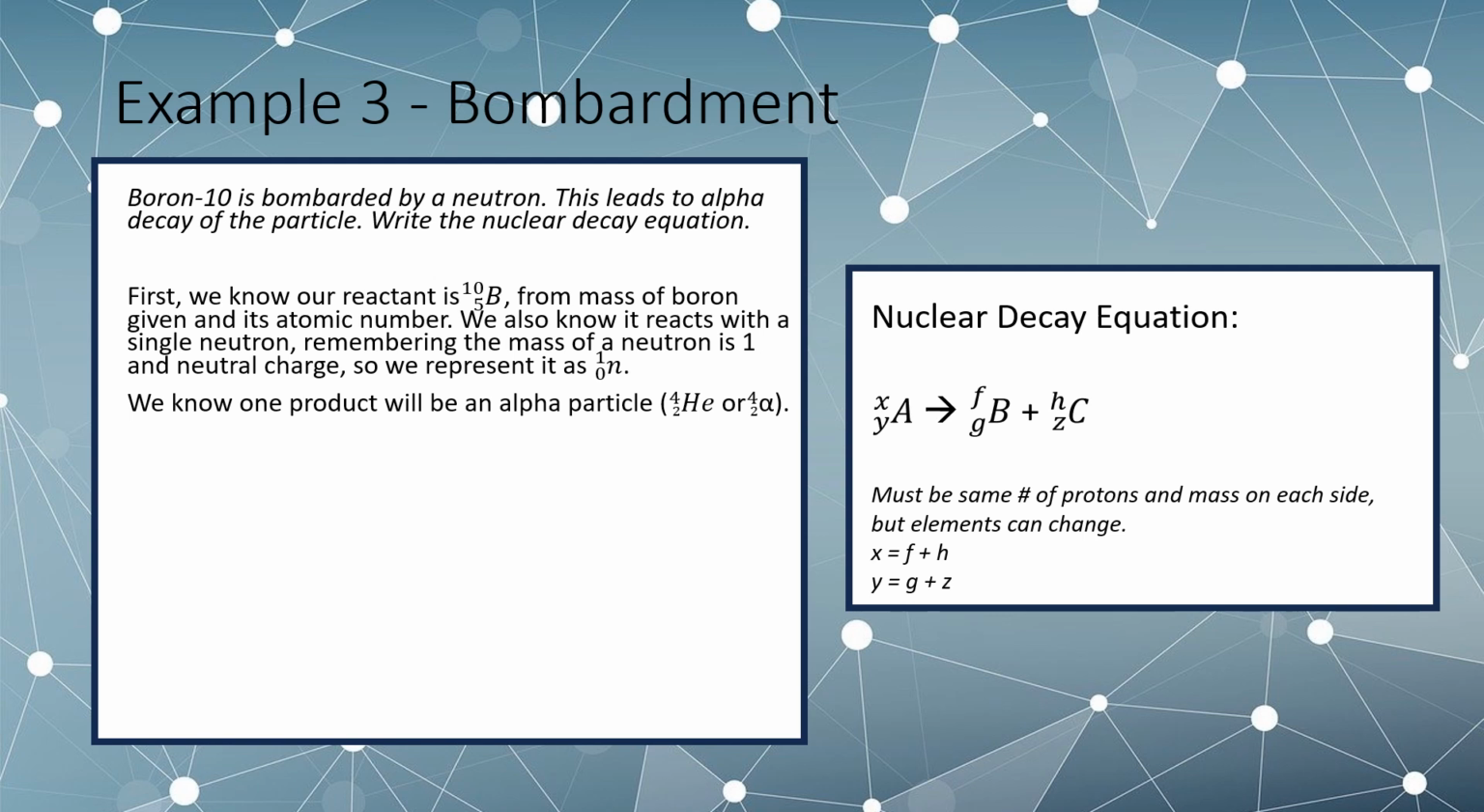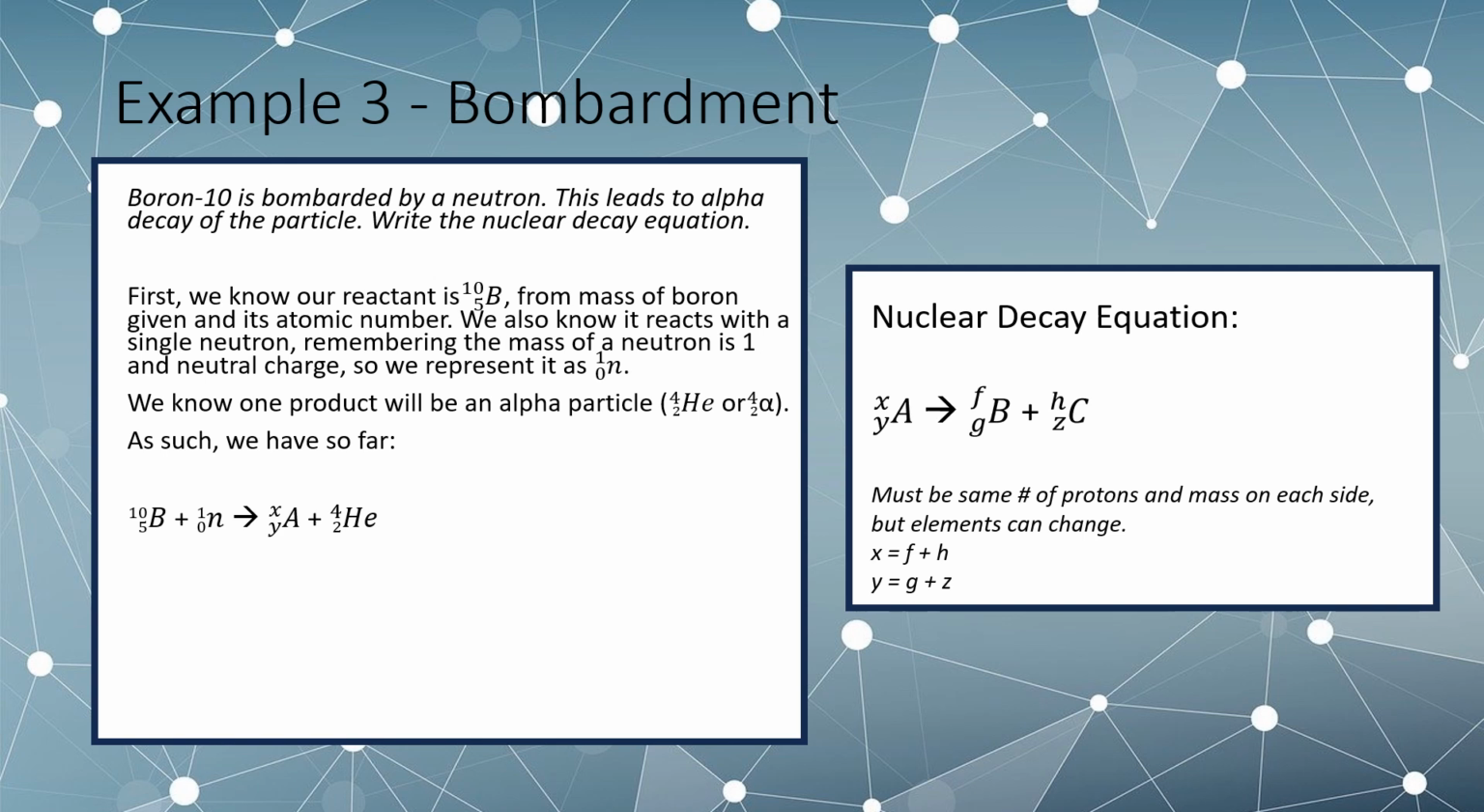Same again, we know we have one product, which will be an alpha particle, because our boron 10 is decaying via alpha decay, so it's going to produce that alpha particle. As such, we have so far, writing out our equation, 10,5 boron plus our neutron, so 1,0,n, gives us some unknown element plus our alpha particle, 4,2 helium.